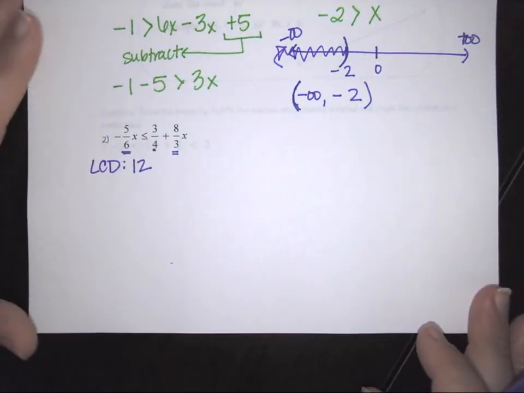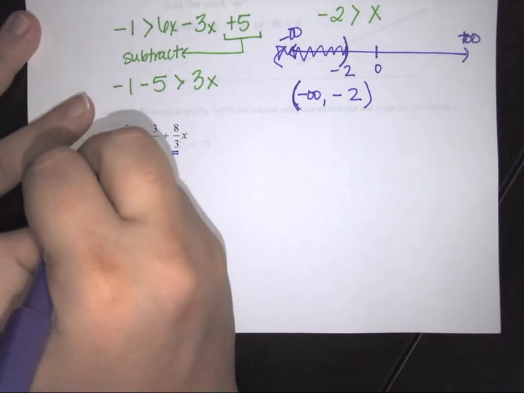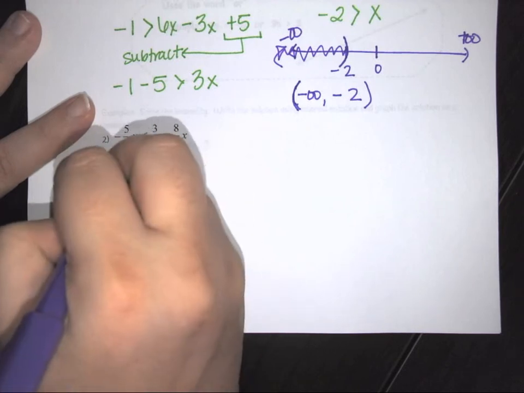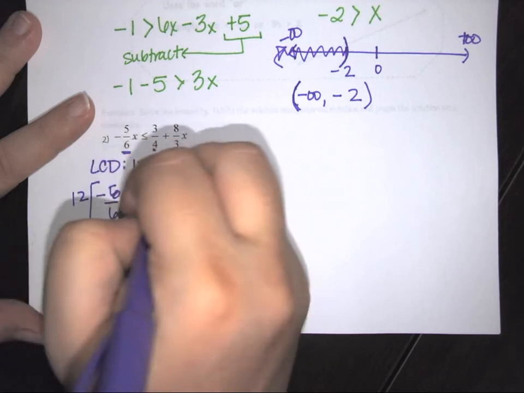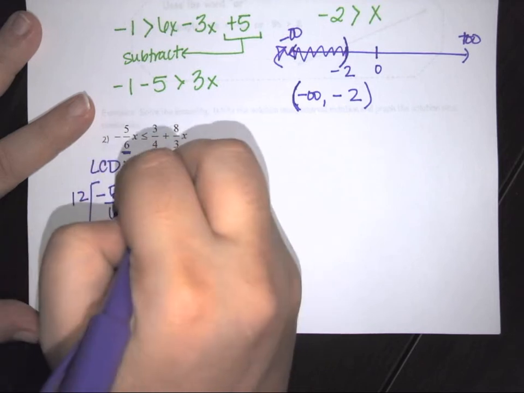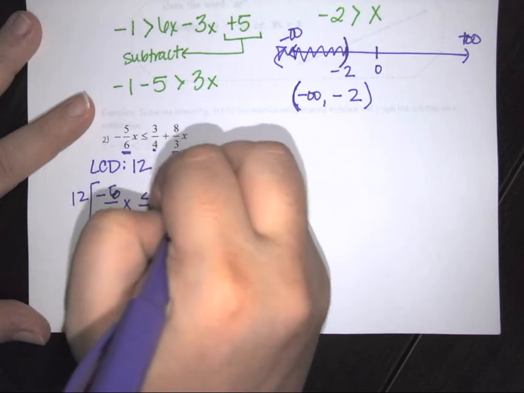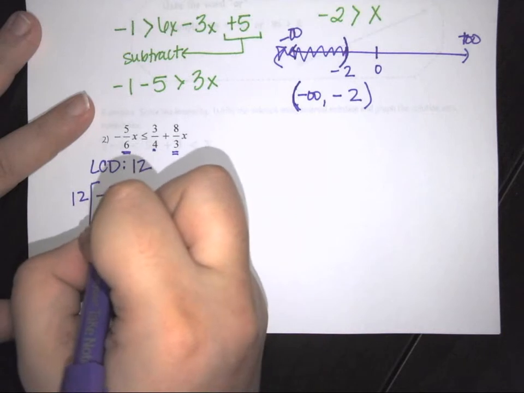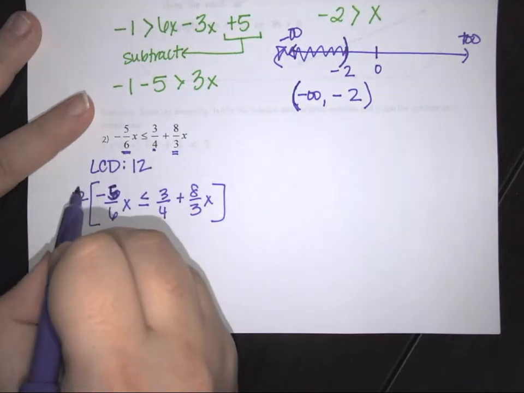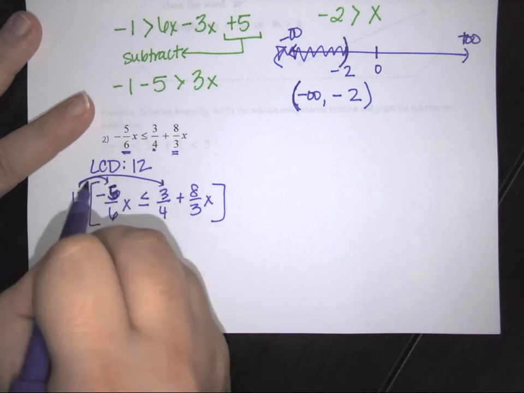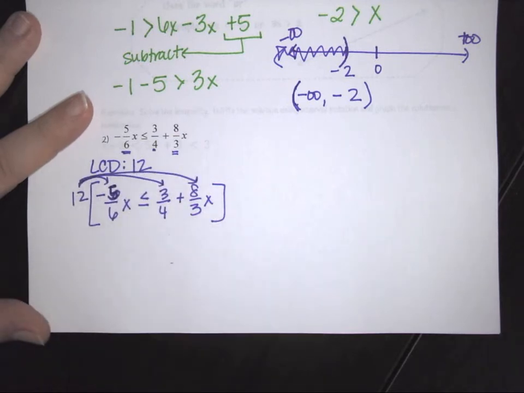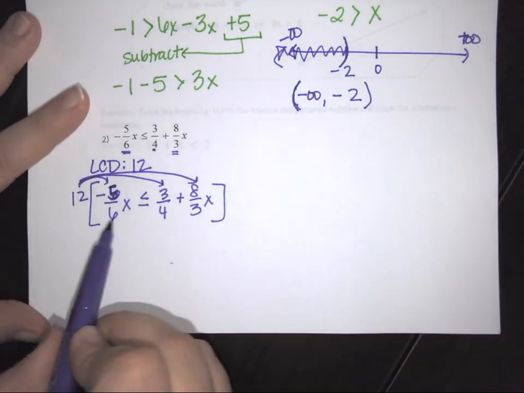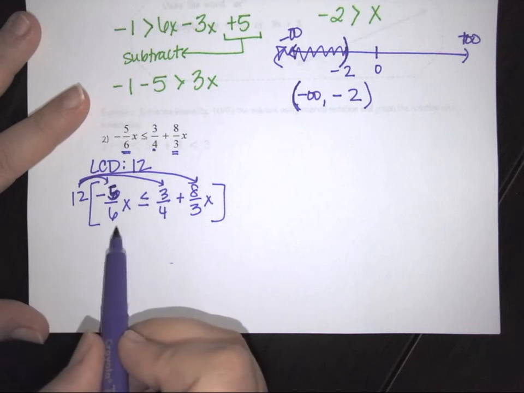Once you know that, the easiest thing to do is to multiply your entire equation, so negative 5 over 6 x is less than or equal to 3 over 4 plus 8 over 3x. And then in doing so, you have to multiply all 3 fractions by that 12. So I have, again, 12 over 6, so we look at how does that reduce.